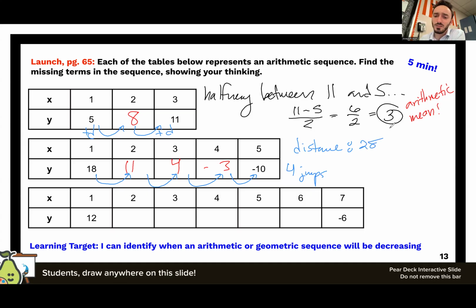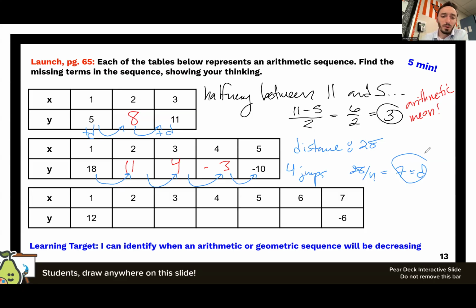So one thing that students may have done here is looking at this and saying, okay, if I've got to go 28 numbers, but I've got to do it in 4 groups, 4 jumps, I could do 28 divided by 4, which gets me 7. And if I know the sequence is decreasing, then instead of adding 7, I go down by 7. So I do 18 minus 7, 11 minus 7, and that'll get us where we want to go as well. So there's not just one way to find the answer here.